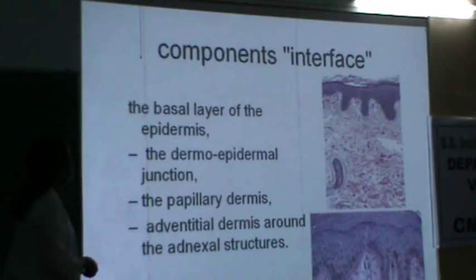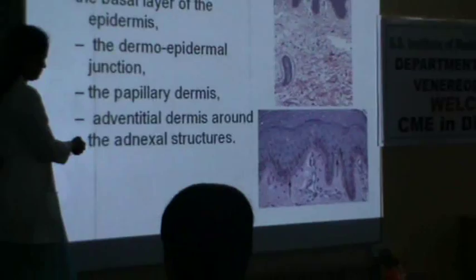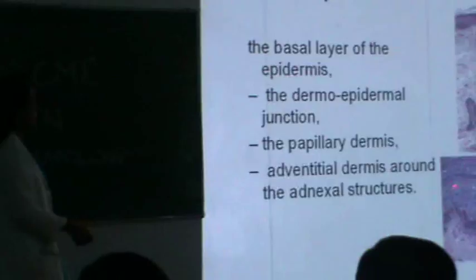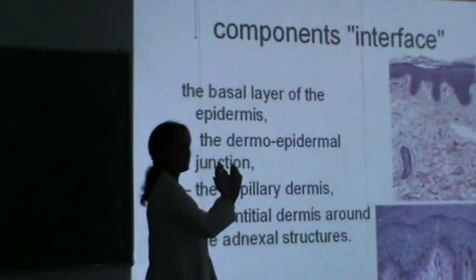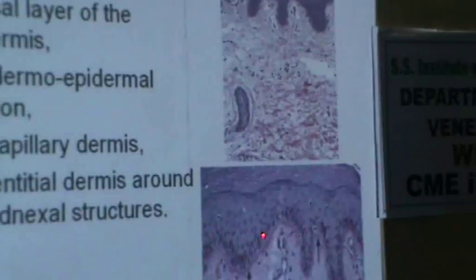So what are the components of the interface then? It is the basal layer of the epidermis. Can you appreciate the basal layer of the epidermis here? They're all standing out like pillars, elongated cells. Then what do we see at the apex of the basal cells? What do they contain? There's a different color. They contain melanin at the apex.